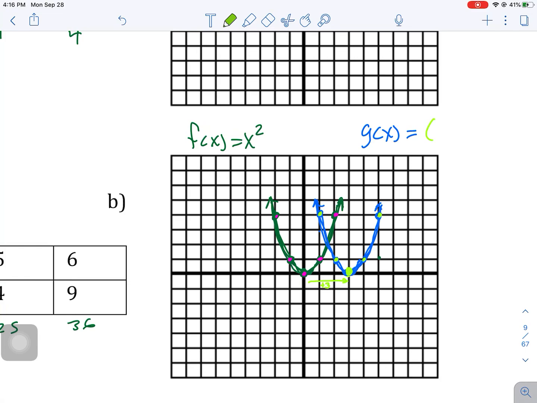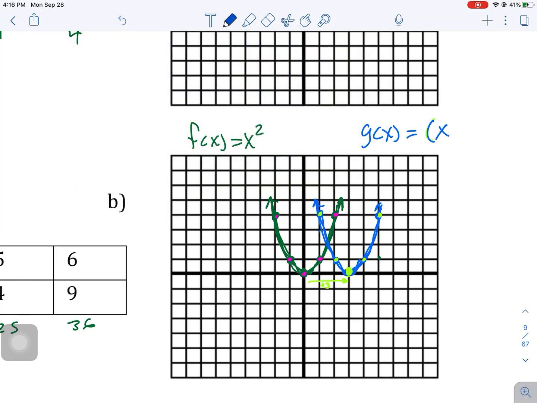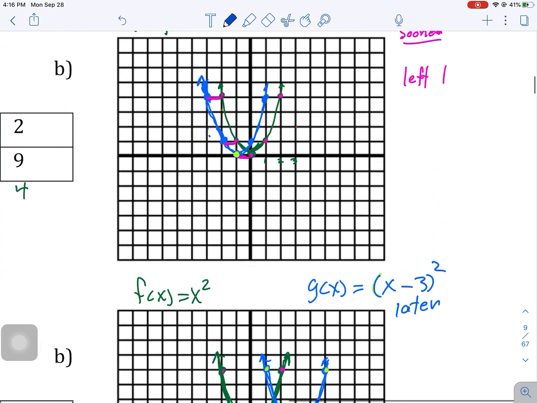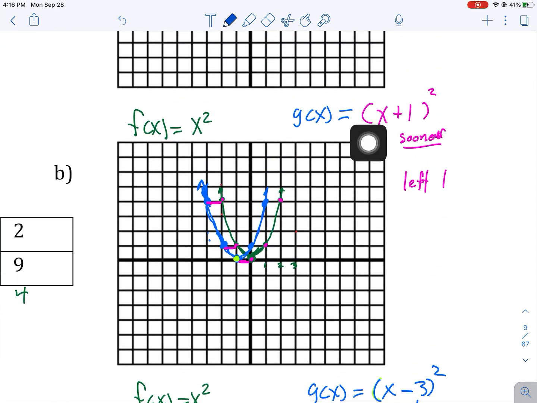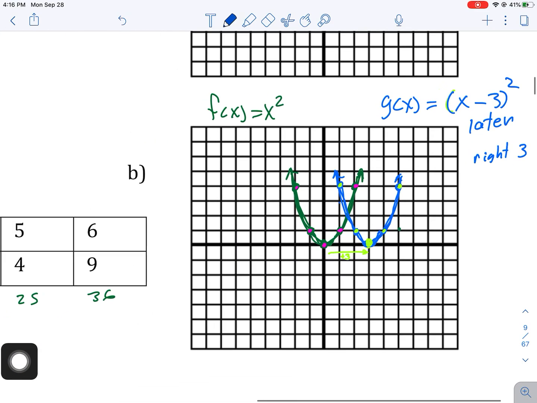Now this one's a little trickier. Okay. So this one is going to be x minus 3, and that's because it happens later, because it's 3 less. Whereas if it was sooner, it was plus 1. So this one is later, and it was to the right. It didn't happen till later. It happened to the right 3. So because we're subtracting, it's later.